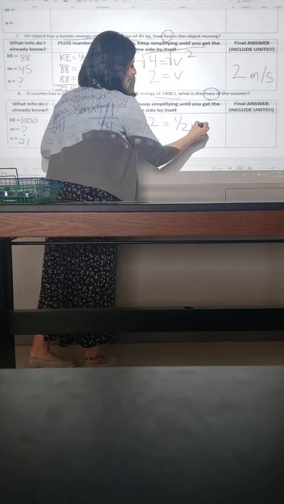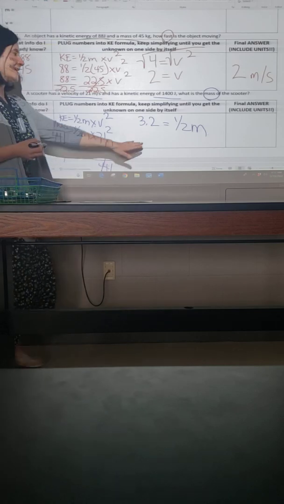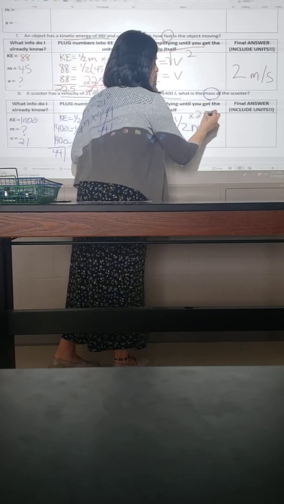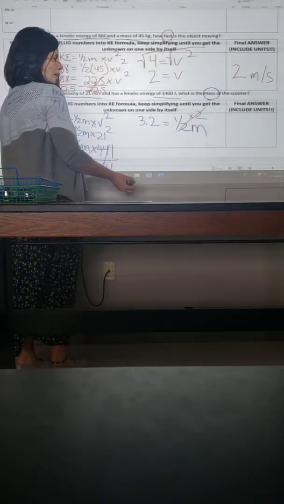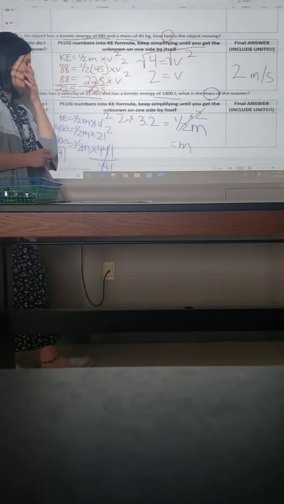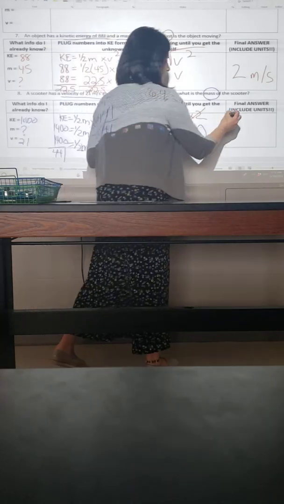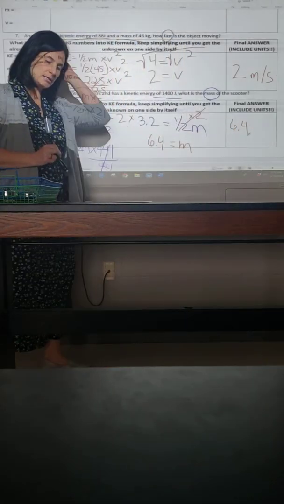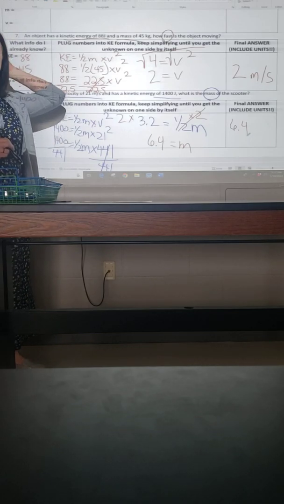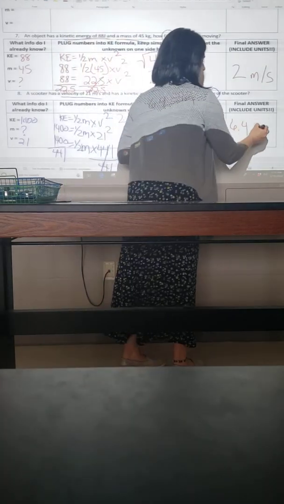Now that I'm down to half mass, I am allowed to get rid of the half. Now I'm gonna worry about that. So we said to get rid of the half, multiply both sides by 2. That changes it to 1 over here, right? And I have to multiply the other side by 2 as well. Okay? So we end up with 6.4. And what are gonna be the units that I need? Anthony, what are the units for mass? Kilograms. Very good.